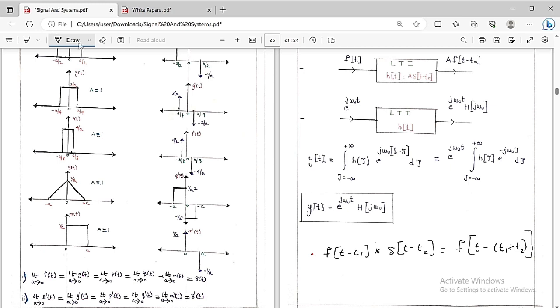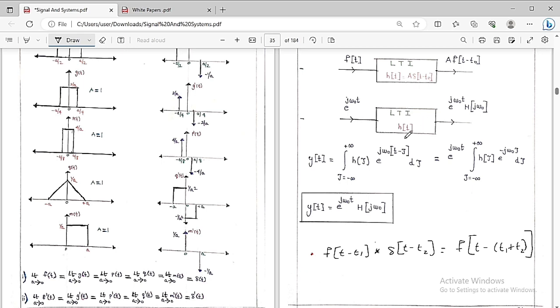So therefore, we can say with the help of this formula, we have got this: a into f of t minus t1. So for this LTI system, it's having impulse response h of t is equal to a into delta of t minus t0. If the input is f of t, then we are going to get the output which is a into f of t minus t0.